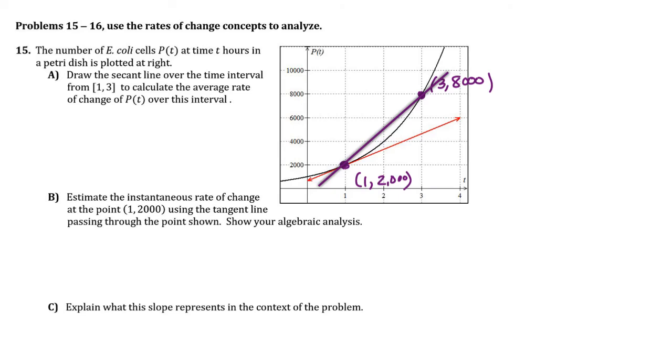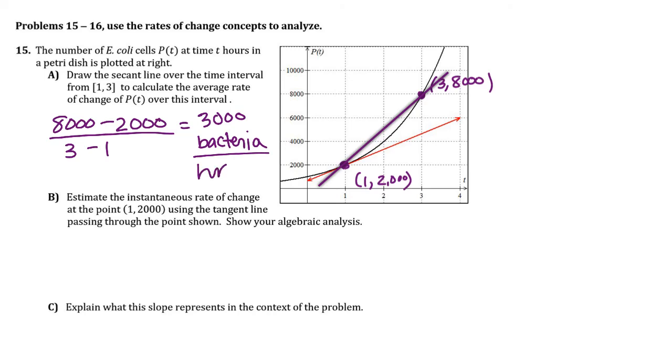And so that's the first part. And now it wants us to calculate the average rate of change of P(t). So to find that average rate of change, which again is going to be our slope here, take your ordered pairs. You have 8,000 minus 2,000, because again, you're really just calculating that slope over 3 minus 1. So that's going to give you 3,000. And so what that means is you have 3,000 bacteria per hour.